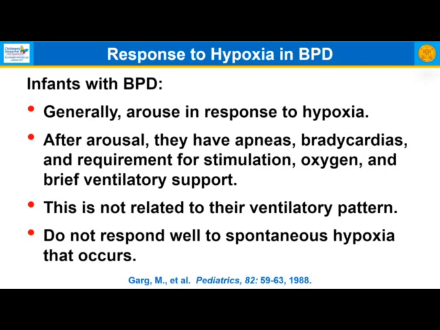So infants with BPD generally arouse in response to hypoxia, but after arousal they have apneas, bradycardias, and requirement for stimulation, oxygen, and brief ventilatory support. This is not related to their ventilatory pattern, and therefore they do not respond well to spontaneous hypoxia that occurs.